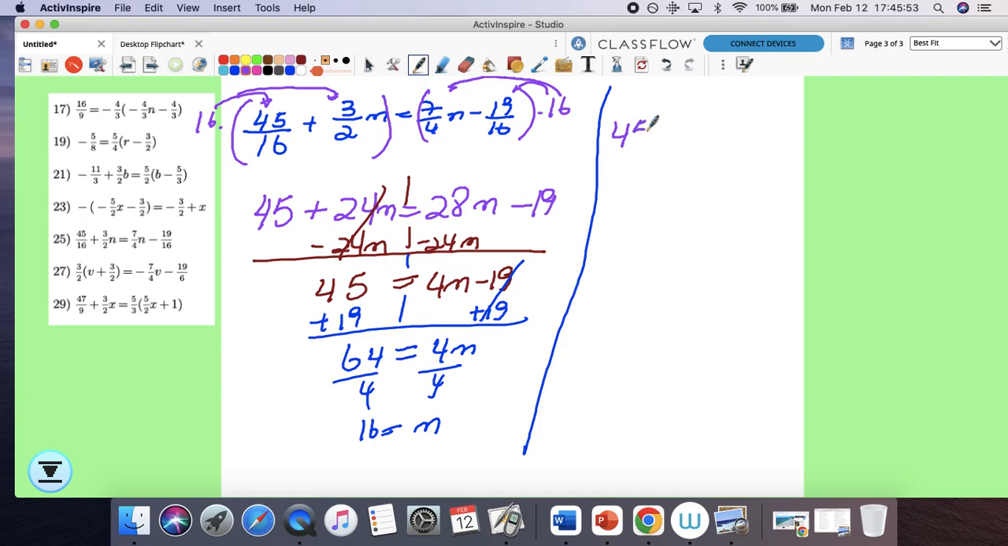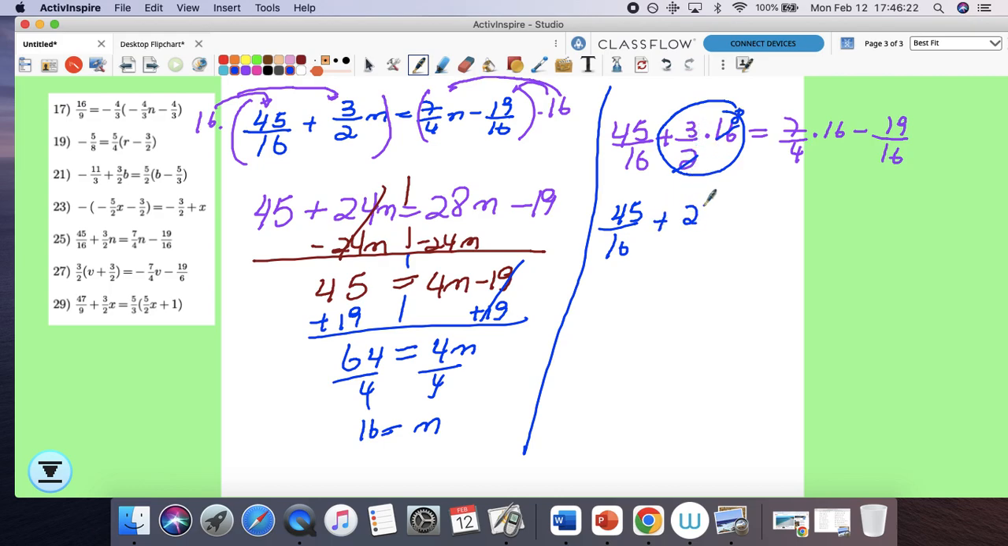So 45 over 16 plus 3 over 2, and then I'm going to change the n, make it a 16, equals 7 over 4, and again I'm going to change the n to 16, minus 19 over 16. Step by step, 45 over 16. Then I'm going to multiply 3 halves times 16, and 16 and 2 simplify to 8. And 8 times 3 becomes 24. On the right side, well, 16 and 4 can simplify to 4, and I get 7 times 4, which is 28, minus 19 over 16.